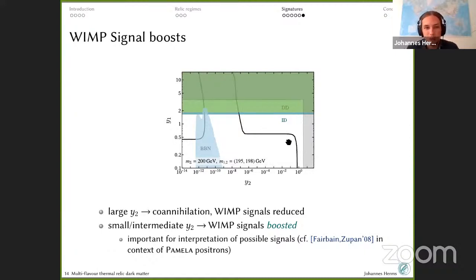This is a zoomed region of this plot, where we plot as independent parameters the coupling of the heavier dark matter flavor, and here the coupling of the lighter dark matter flavor, which is a proxy for the direct detection and indirect detection signals. And you can see that at very large couplings, we're in the co-annihilation regime, where traditional WIMP searches are suppressed. But there are these interesting regions where WIMP signals can be boosted, and we get larger signals, which is a hopeful message for future, for example, gamma ray observatories like CTA.